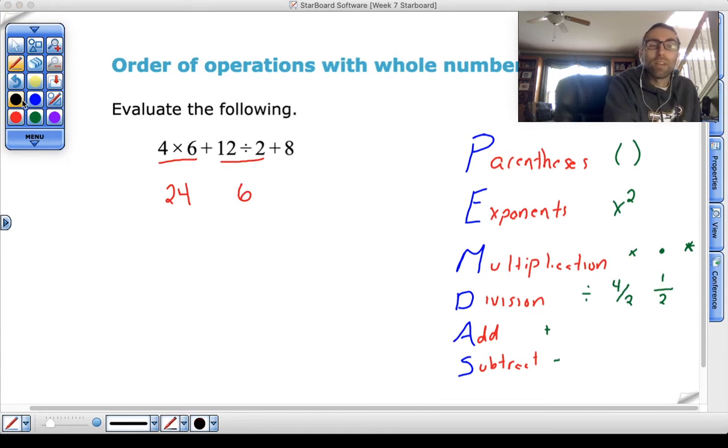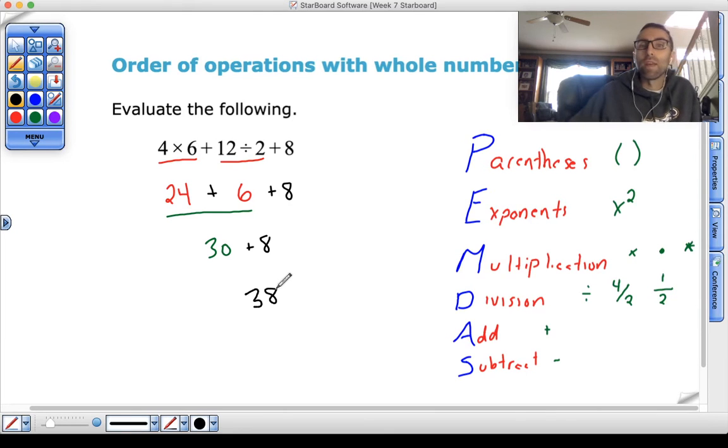And then we're going to bring down everything we didn't use. I did not use this addition symbol, so I can bring that down. I did not use this plus 8, so I can bring that down. And now I'm going to solve from left to right. So that means I'm going to solve my 24 plus 6 first. 24 plus 6, we should get an answer of 30. And then you can bring down whatever you didn't use, which in this case is plus 8. And we do 30 plus 8, we get an answer of 38.